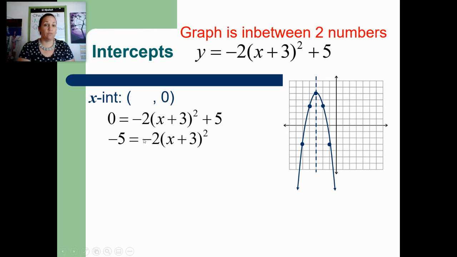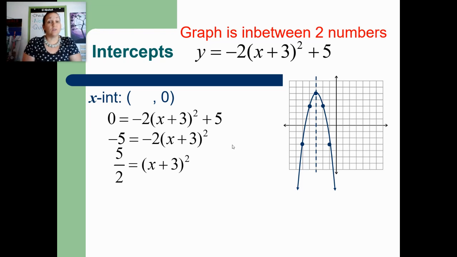And then next, I'm going to move this -2, which is being multiplied with my parentheses. So when I move it, I'm going to divide by the -2. Now that my parentheses is all by itself, I can get rid of the parentheses by square rooting both sides. We learned this last chapter, right? We do a square root here. We do a square root here.